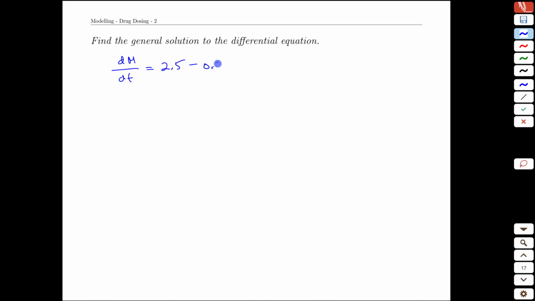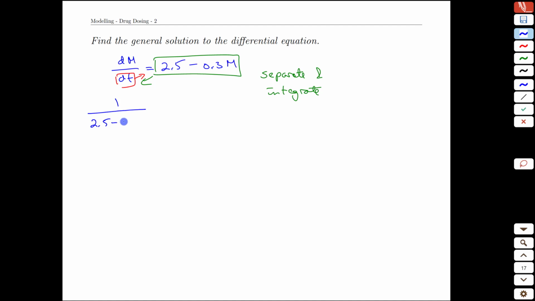We have dM/dt = 2.5 minus 0.3M. Here we pretty much have to take the entire right-hand side and bring it down to the other left-hand side when we're doing our separation of variables. We can also take the dt and bring it up. Where we end up with is 1 over (2.5 minus 0.3M) dM equals dt by itself. And that's the separation. We also finalize it by integrating both sides.